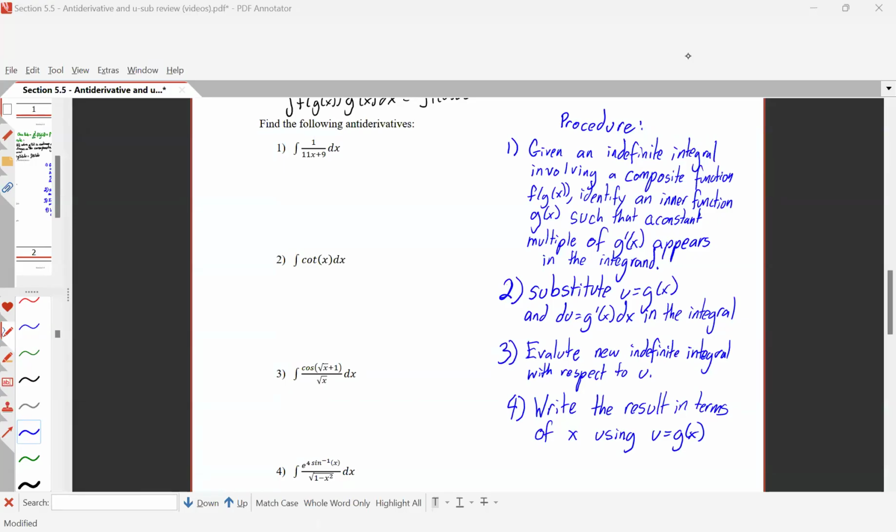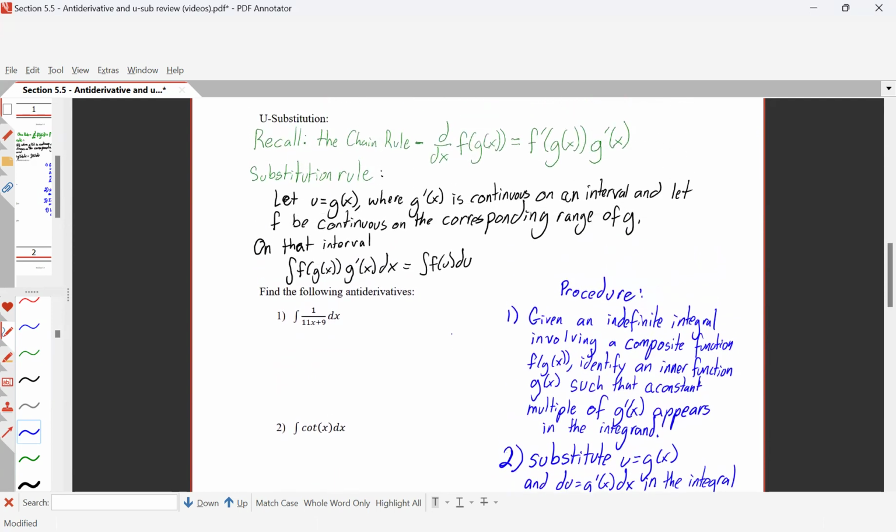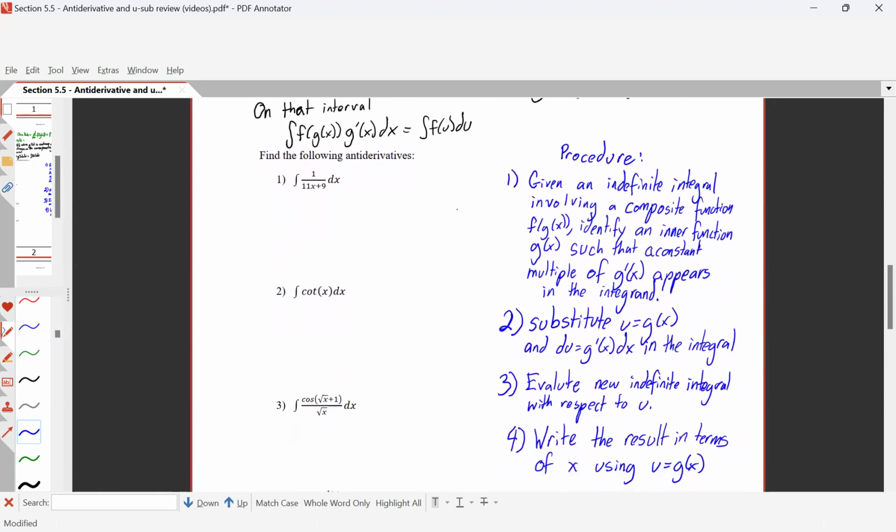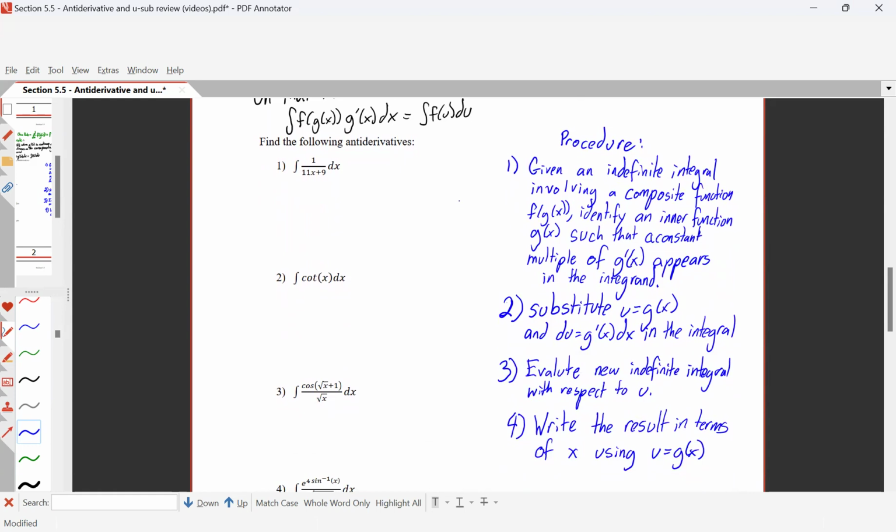Hello. In the last video, we went over what U-substitution is, and it is a way to take integrals that is undoing the chain rule. And so if we're undoing the chain rule, we actually end up with a procedure. In this example video, we are going to look at examples of indefinite integrals, where we want to identify an inside function so that a constant multiple of its derivative appears in the integrand.